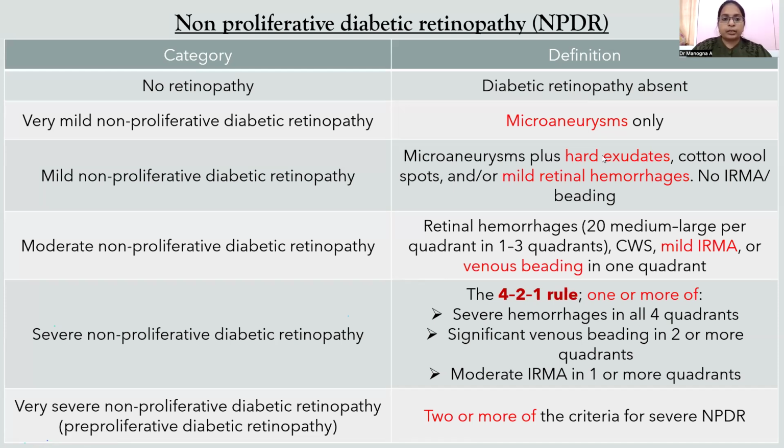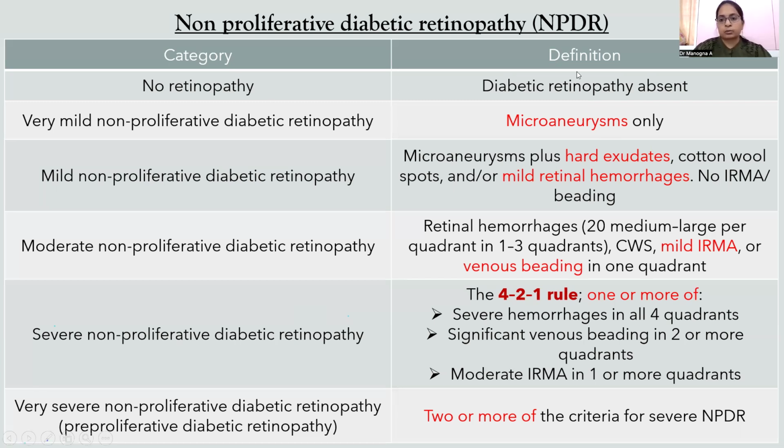I have simplified the classification of NPDR as much as possible. This is the most simplified table you can find, because in the standard reference books there is a very big table for classification of NPDR. This is all you need to know for the exam. The categories are no retinopathy, very mild NPDR, moderate NPDR, severe, and very severe. Each category has some key points, and if you know those, you will be able to classify easily.